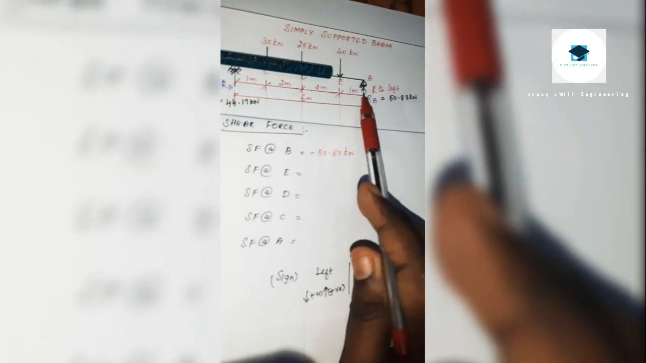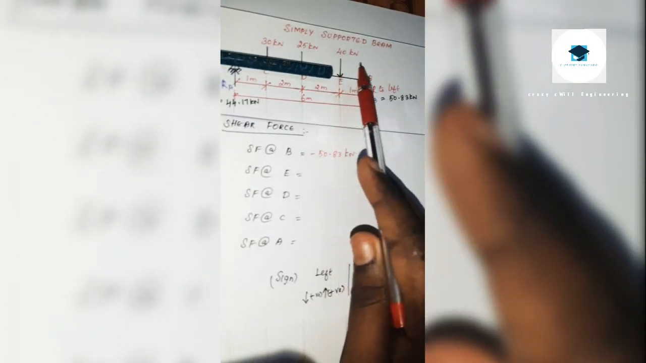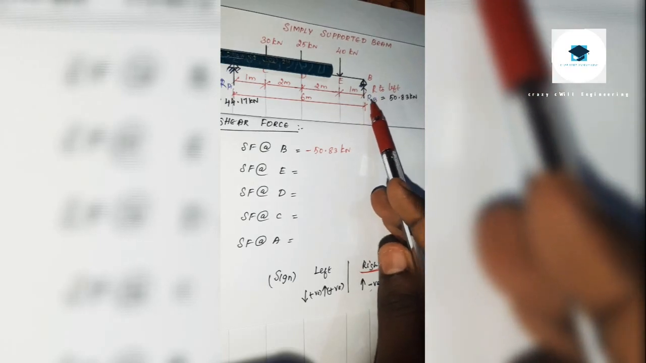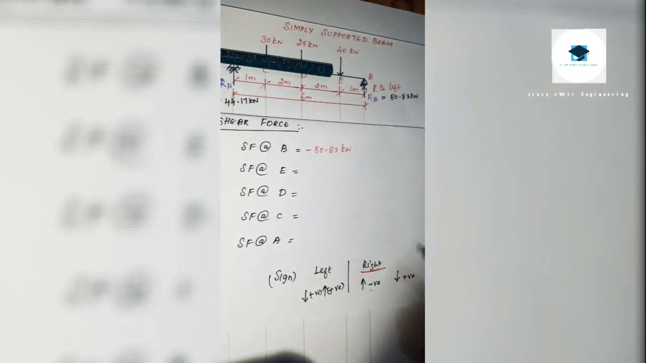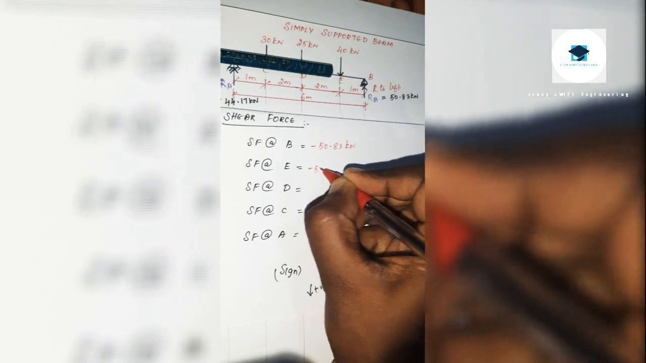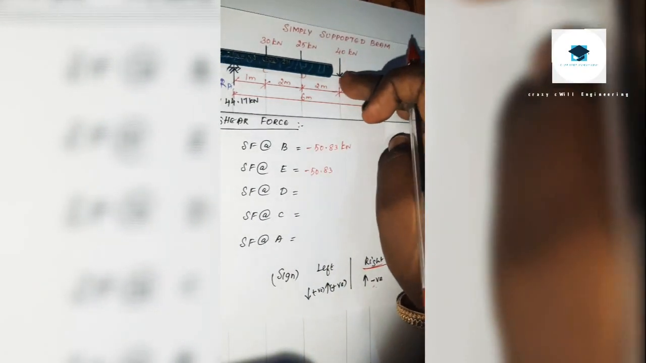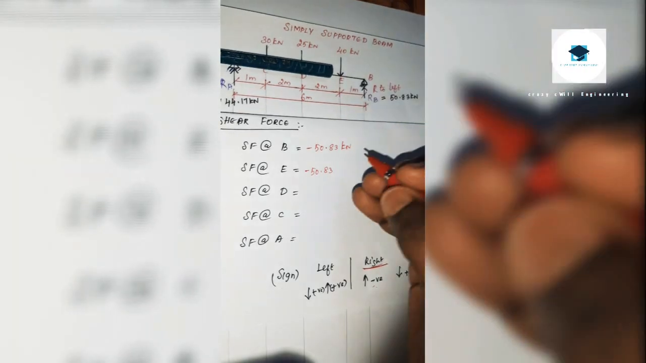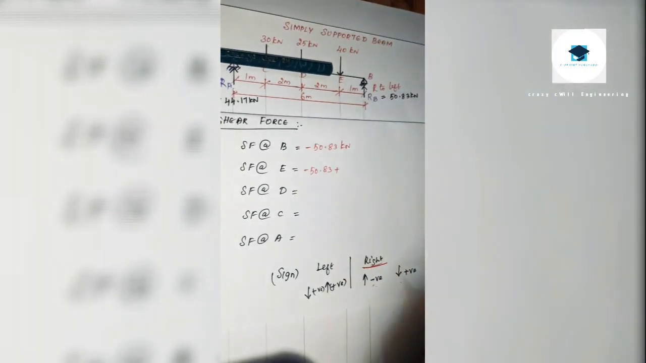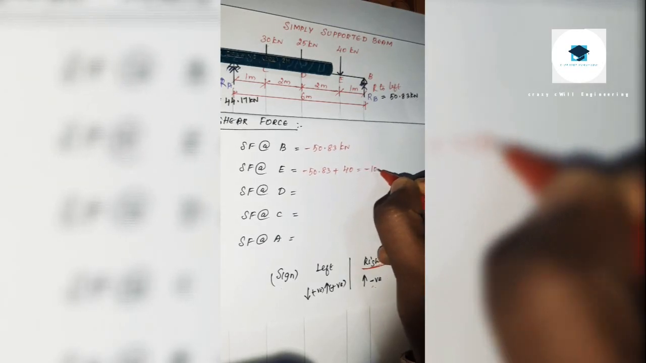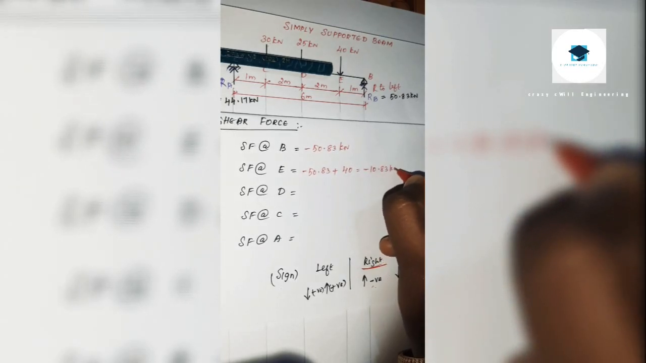Next, shear force at E. Here shear force at E has two forces: 40, and another one is RB. Here RB is acting in the upward direction. Upward means minus, so put minus sign, 50.83. Here 40 at E is acting downwards, so positive 40 kilonewton. The value is minus 10.83 kilonewton.